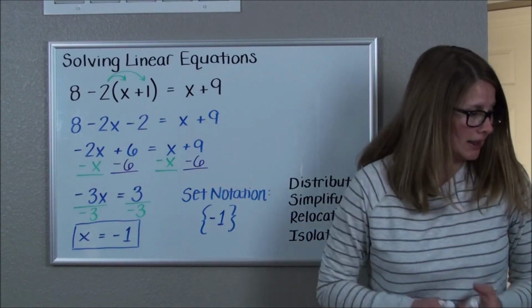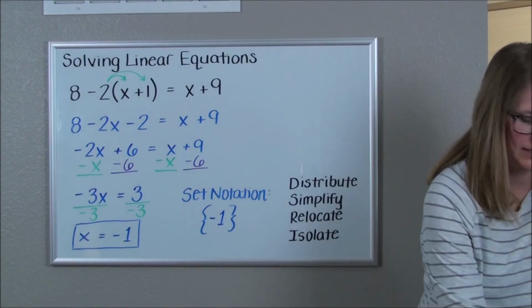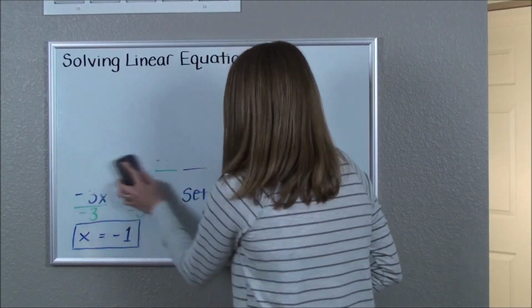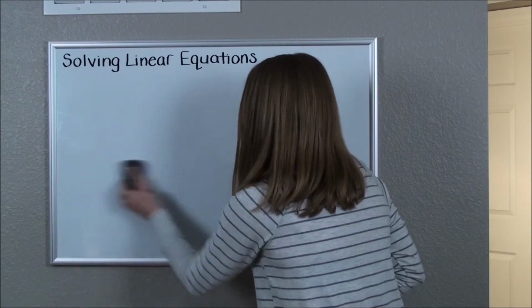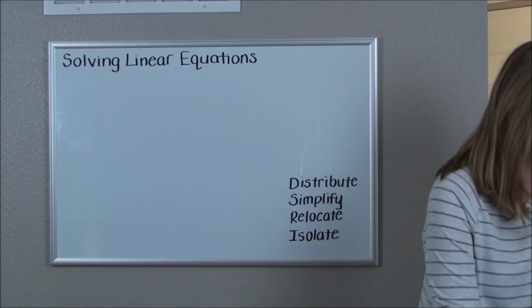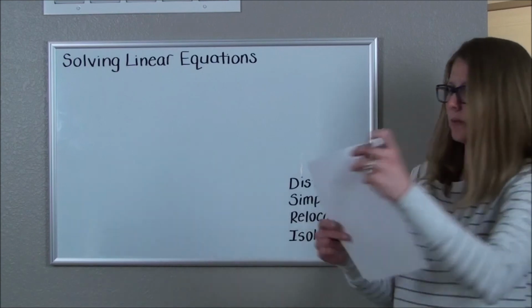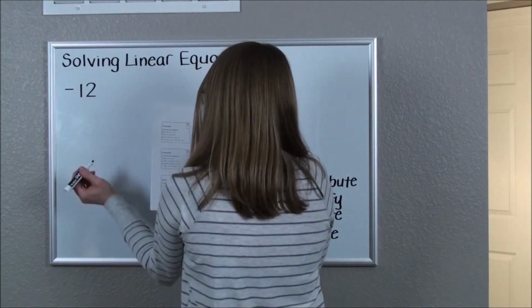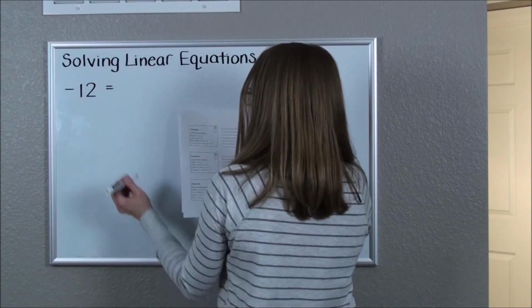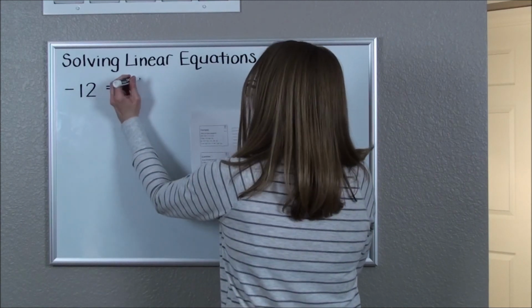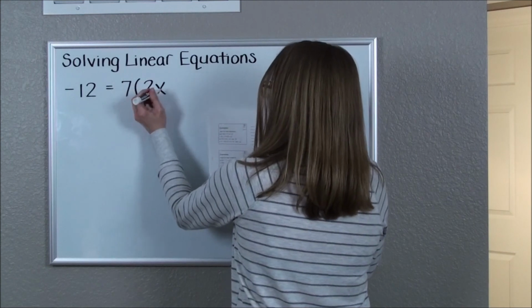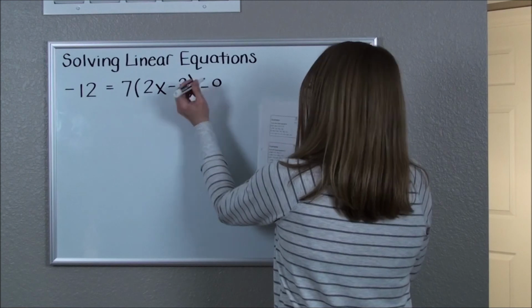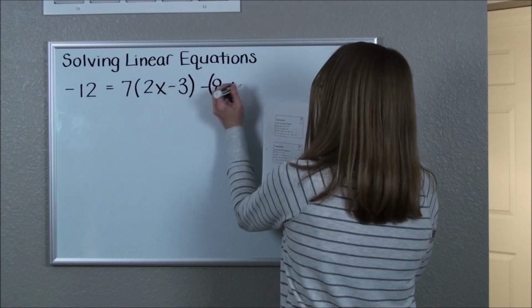All right, let's try some more where we can distribute again. Okay. I like distributing so much, I'm going to pick one where I can do it twice. So here I've got negative 12 on the left. Left is nice and clean, but on the right, I've got 7 times the quantity 2x minus 3 minus the quantity 8x minus 9.